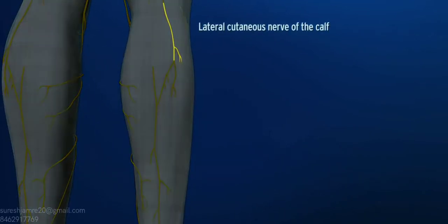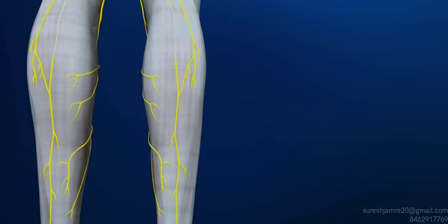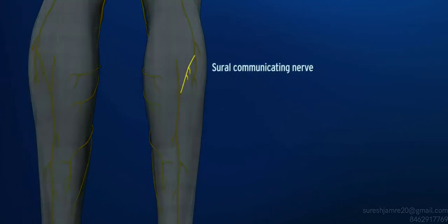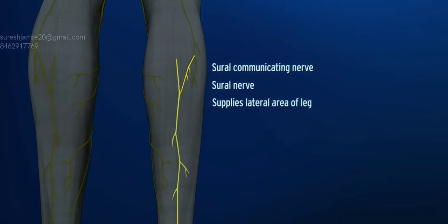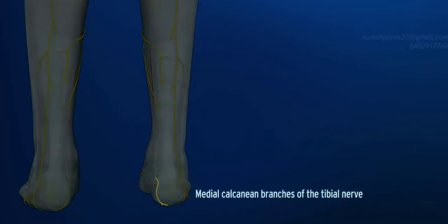Lateral cutaneous nerve of the calf, a branch of the common peroneal nerve, supplies the skin of the upper 2/3 of the lateral area of the leg. Sural communicating nerve, a branch of the common peroneal nerve, joins the sural nerve and supplies lateral area of leg. Medial calcaneal branches of the tibial nerve supplies the skin of the heel and medial side of the foot.